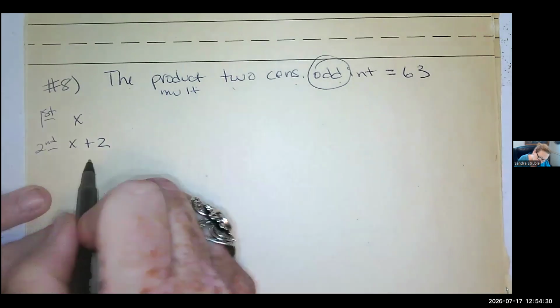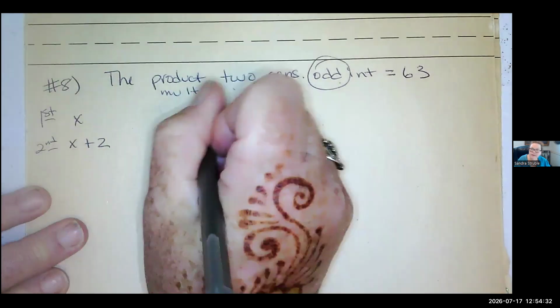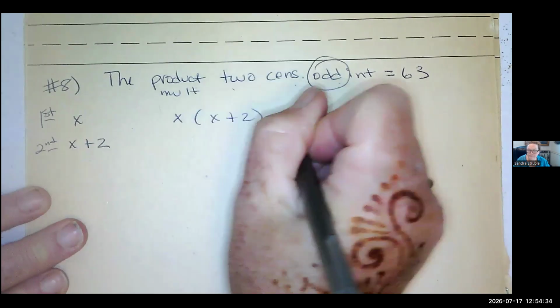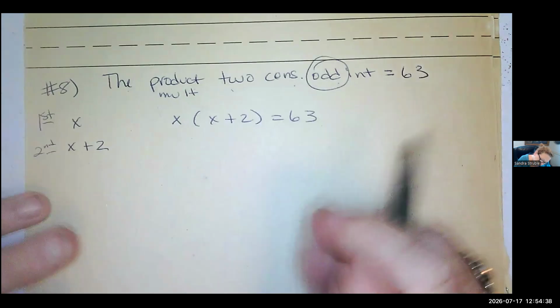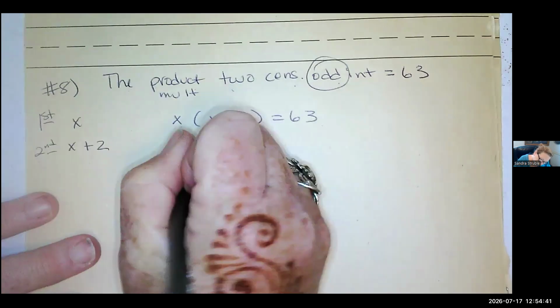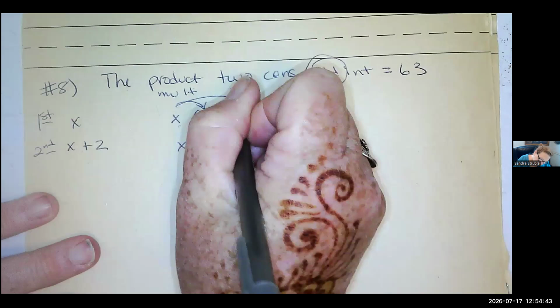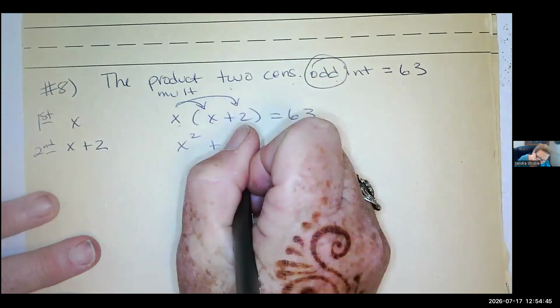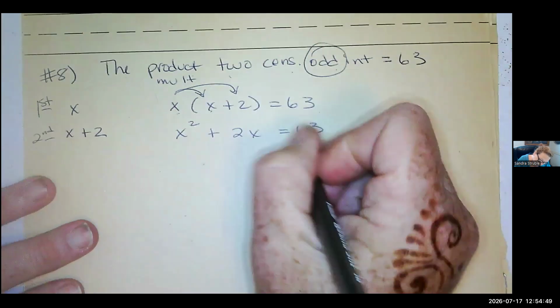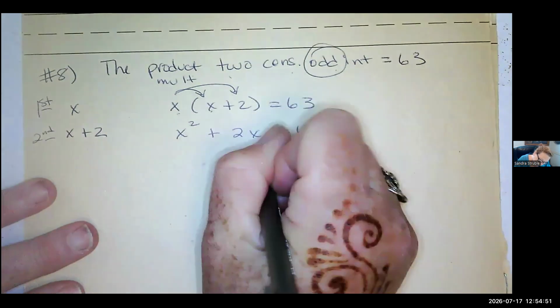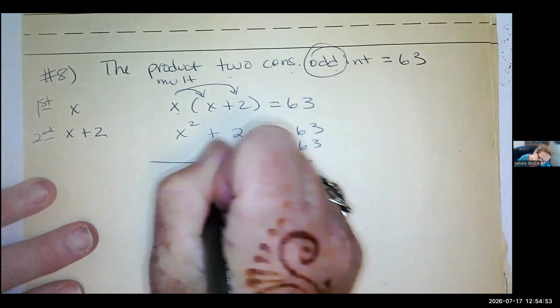X times x plus 2 is equal to 63. Solve for the answers on this. X times x is x squared. We have to distribute. Plus 2x is equal to 63. Get that side equal to 0. Subtract 63 from both sides. X squared plus 2x minus 63 is equal to 0. Factor.